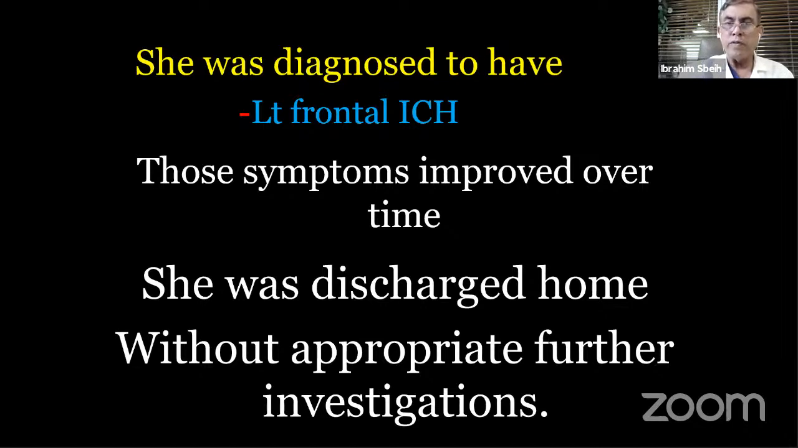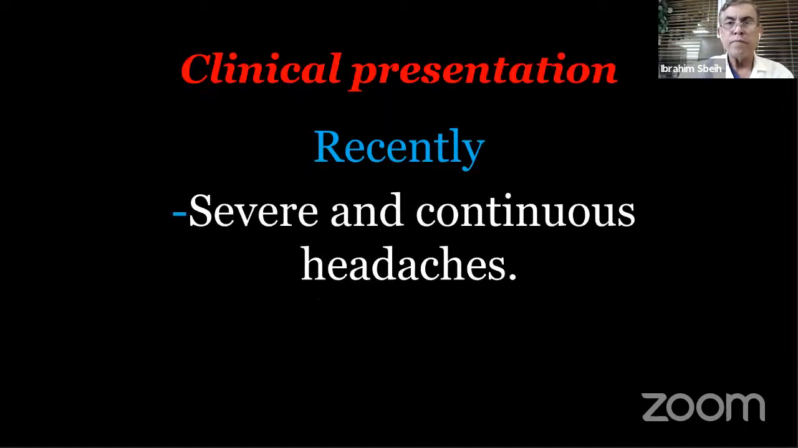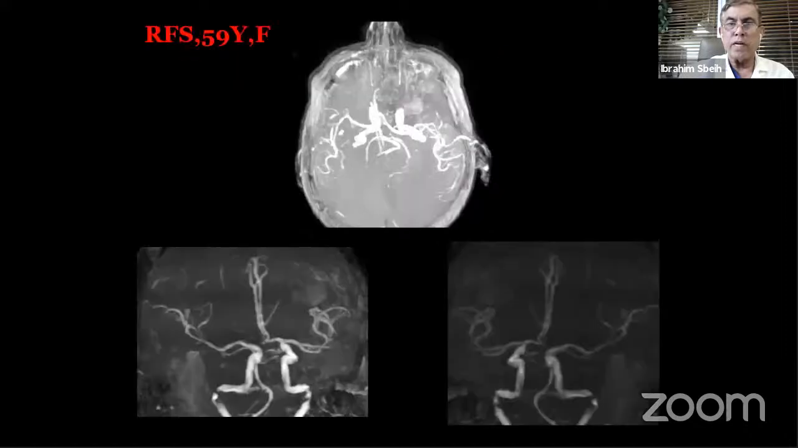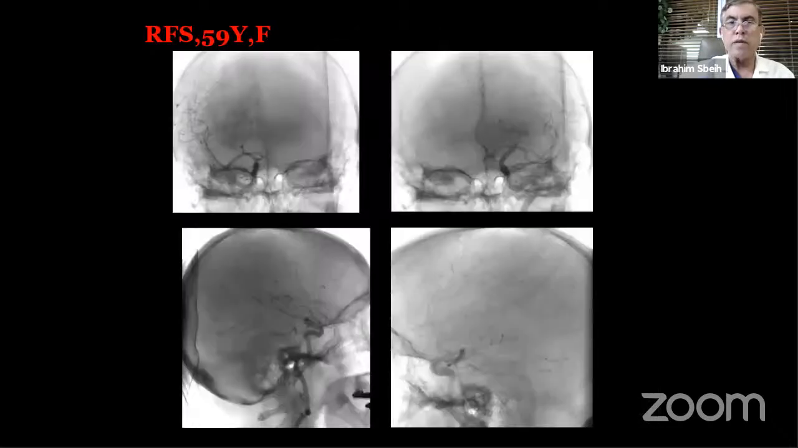She came our way with severe signs and symptoms, severe and continuous headaches. And again, the MRI and MRV did not show any underlying vascular pathology. I insisted on doing a conventional angiogram, which shows the same, no underlying vascular pathology. And we went for surgery.